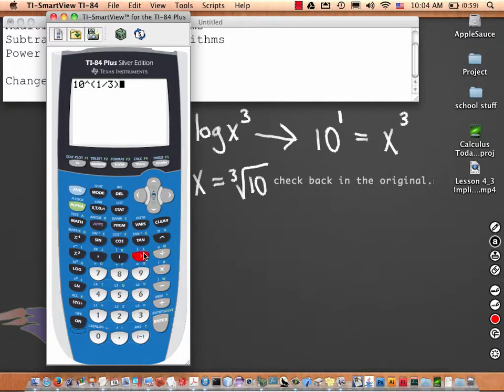Just like that, 10 raised to the 1 divided by 3. There's my approximate answer. And I plug this back into the original, which was 1 plus 2 logarithm of x. I want to see what that gives me. That's equal to 3. I want to see if that's equal to 5 logarithm of x. So, got to be careful here. I can't use ANS again because I just hit enter and now ANS is equal to 3. So I've got to go back to this number.